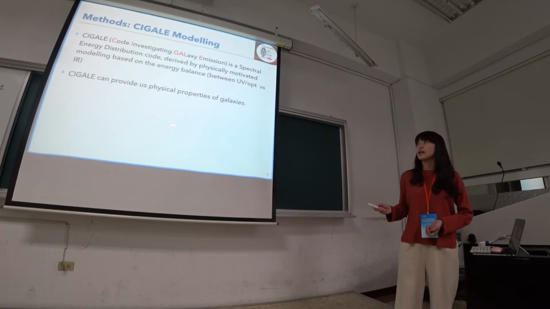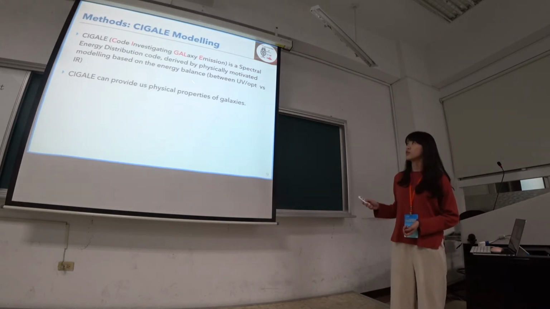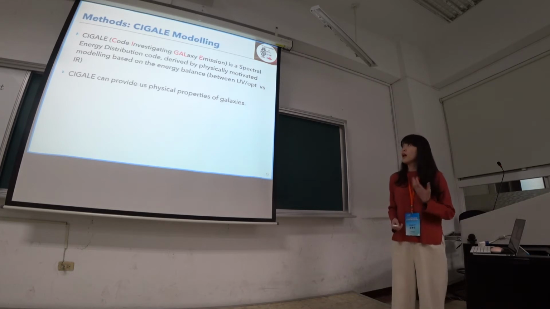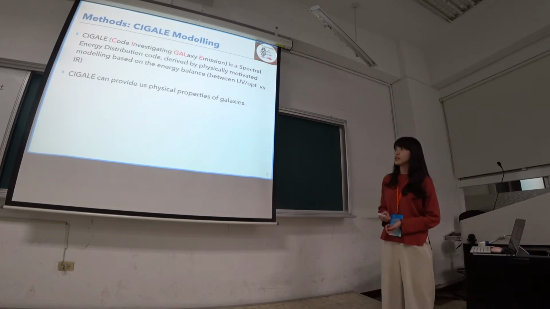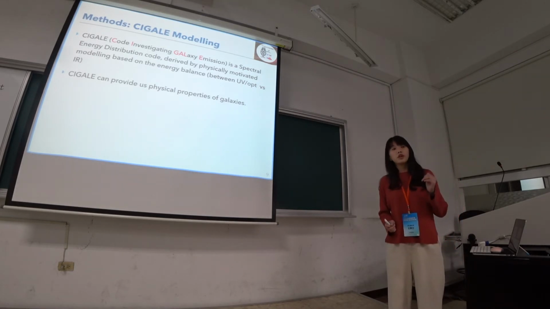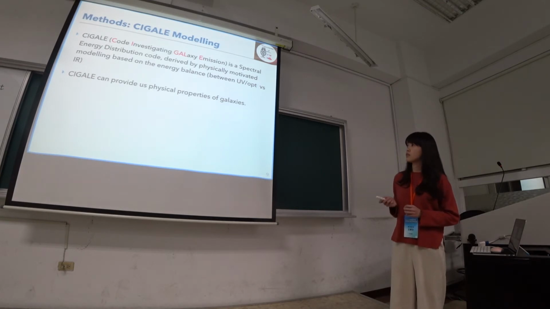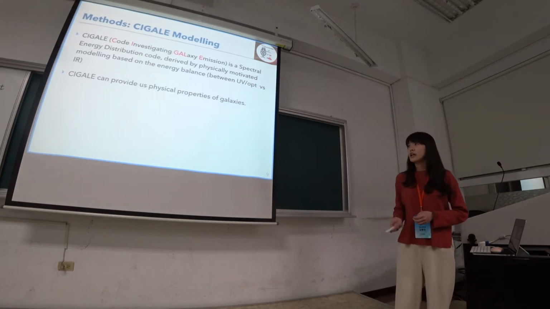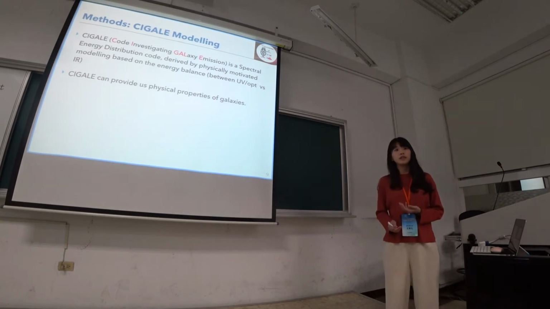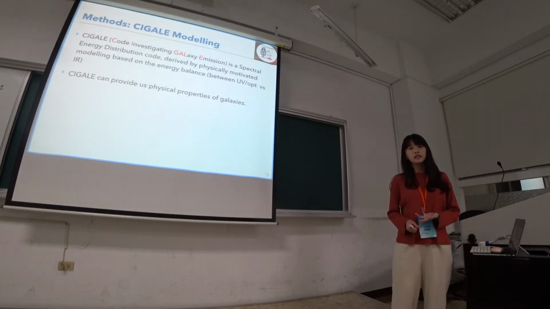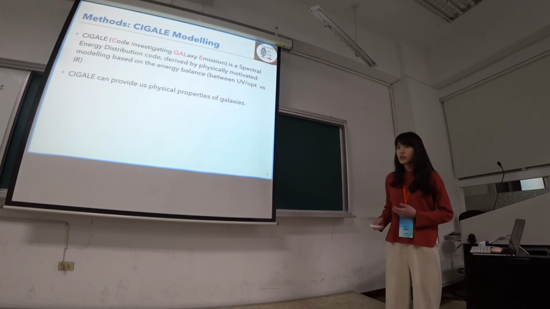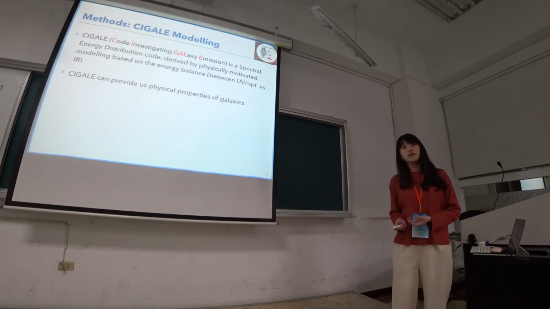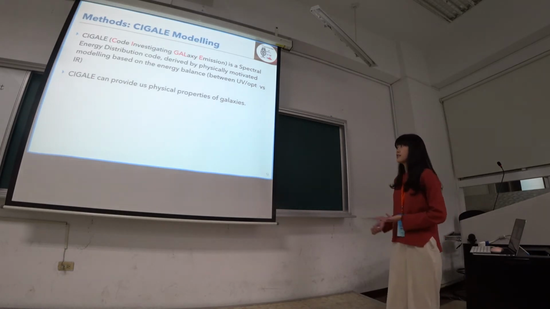So here I introduce my method. The code I use is CIGALE. CIGALE is a spectral energy distribution code based on physically motivated modeling with energy balance from the UV to far infrared or even sub-millimeter. It can also provide us some physical properties of the galaxy, such as star formation rate, stellar mass, AGN contribution, and so on. So it is a very good code for us to understand the physical properties of our AGNs or SFGs.